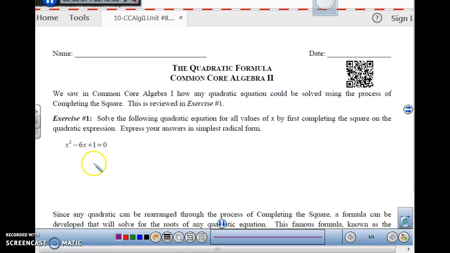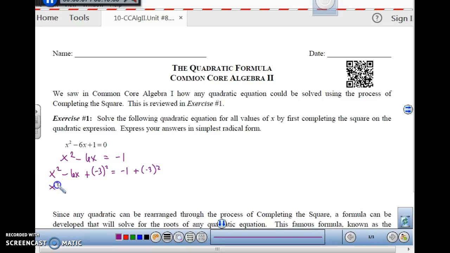Okay, so by completing the square, we have to get a perfect square. So we have to move the 1 over to the other side. That gives me x squared minus 6x equals -1. All right, now when completing the square, you take half of the b value, which in this case would be -6, and square it and add it to both sides. So that would be x squared minus 6x, and half of -6 would be -3 squared, and add it to the other side.